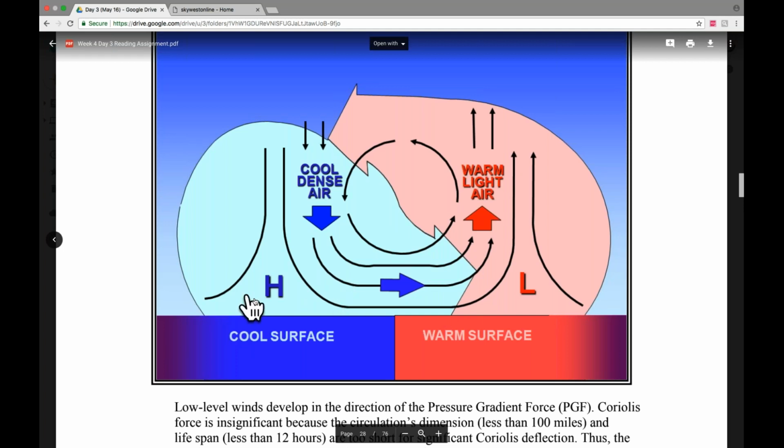So as the sun's rising, we've got a cooler surface. We've got a warm surface over here. The warm air surface, we get rising action. As it moves to the high pressure, we get a cooler air. It cools the air and falls here.